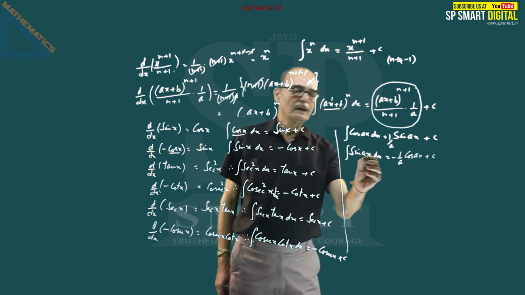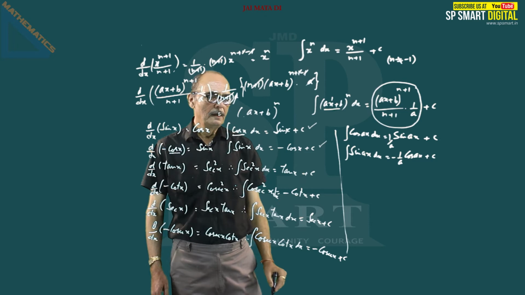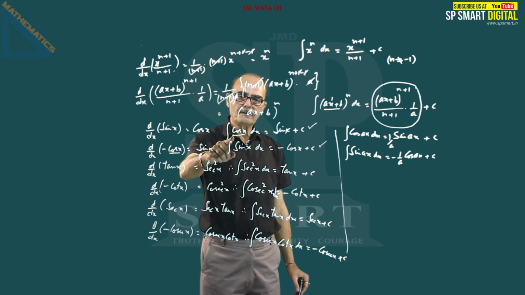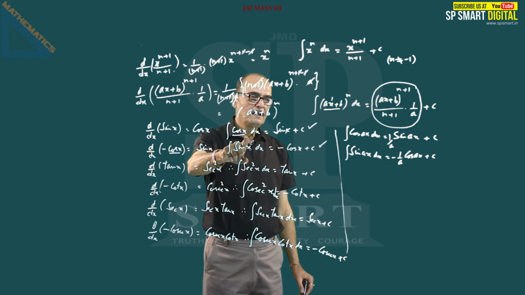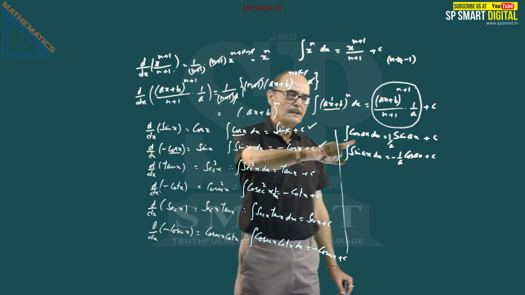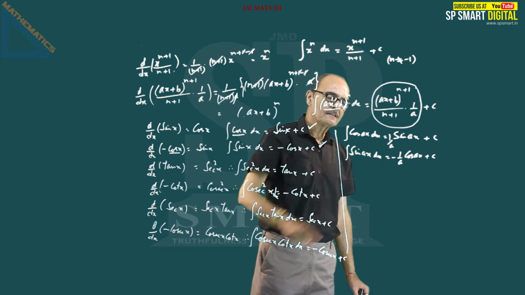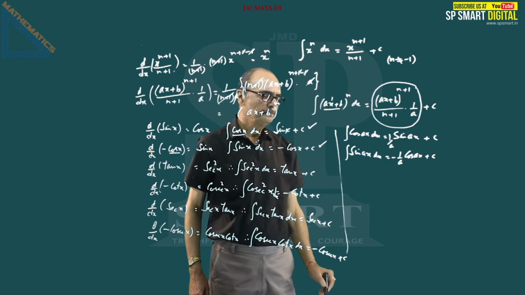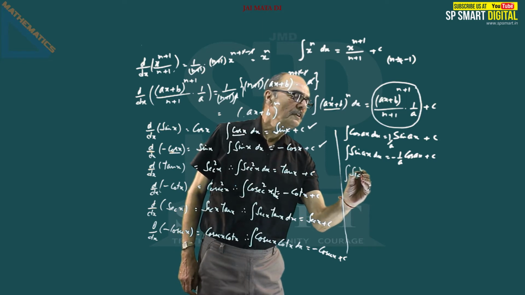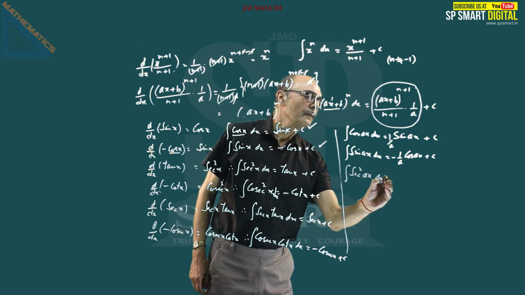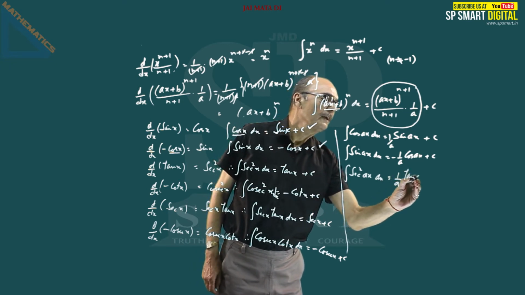If you compare these formulas with these first two formulas, we observe here integral of cos x is sin x, but here instead of x it is being replaced by ax. So the same formula will come, sin ax, but divided by coefficient of x. Then integral of secant square ax dx is 1 by a tan of ax.